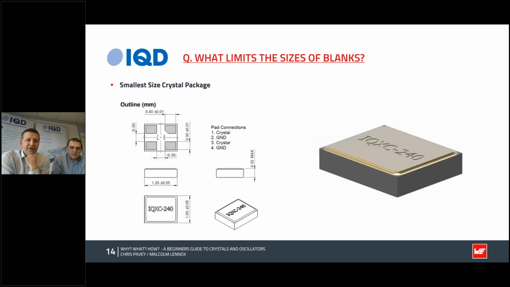So with a diverse range of sizes we have here, like you do on different packages, how do we limit the sizes of blanks? The smallest size crystal we produce is 1.2 by 1 millimeter. However, it's worth mentioning that due to the very small size of the blank, the frequencies available will be lower, typically only up to 80 megahertz, as the crystal needs to be thicker in order to be processed and mounted in such a small package.